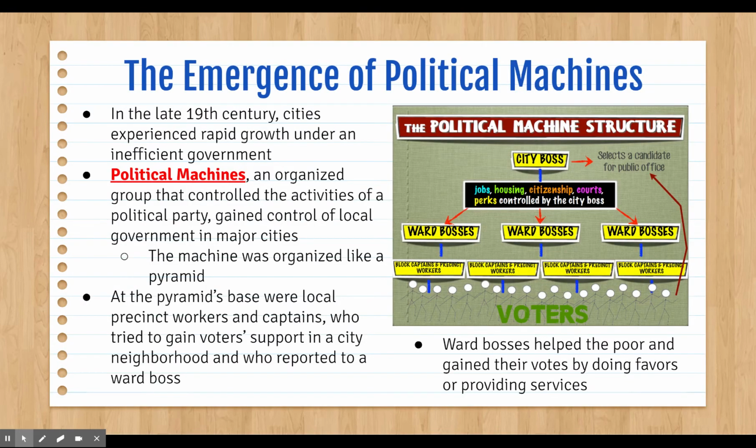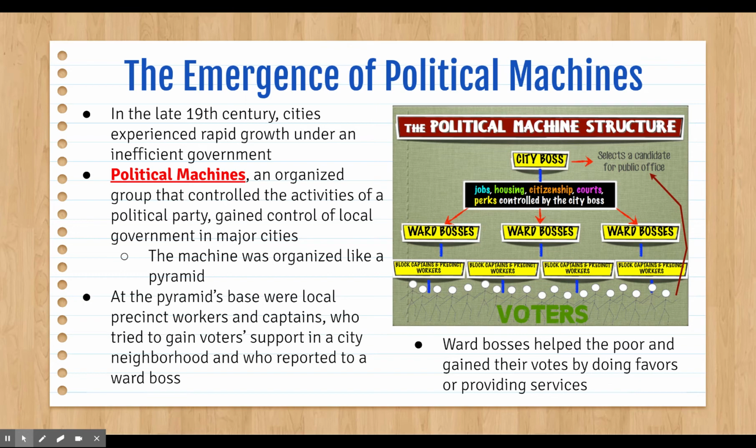The emergence of political machines. In the late 19th century, cities experienced rapid growth under an inefficient government. Political machines, an organized group that controlled the activities of a political party, gained control of local government in major cities. The machine was organized like a pyramid. At the pyramid's base were local precinct workers and captains who tried to gain voter support in the city neighborhood and who reported to a ward boss.